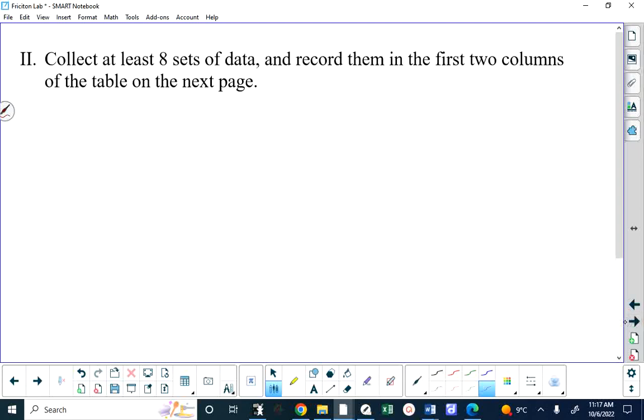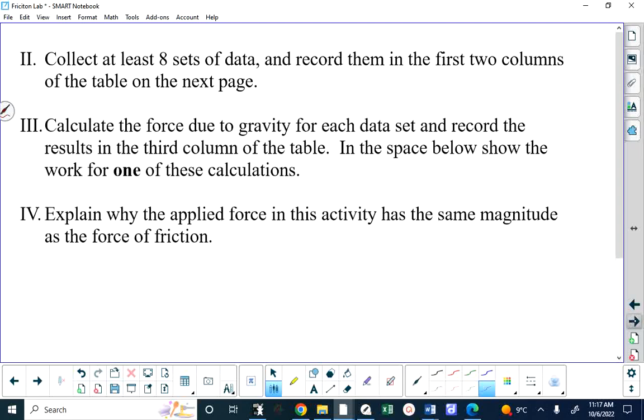Then you have to explain why the applied force that you've entered is the force of friction. I'm not going to answer that for you. But basically on your chart, you have this column that says applied force, and the second last column says force of friction. You can copy all of these applied forces into the force of friction column. This question is asking for a good explanation as to why we're allowed to do that.